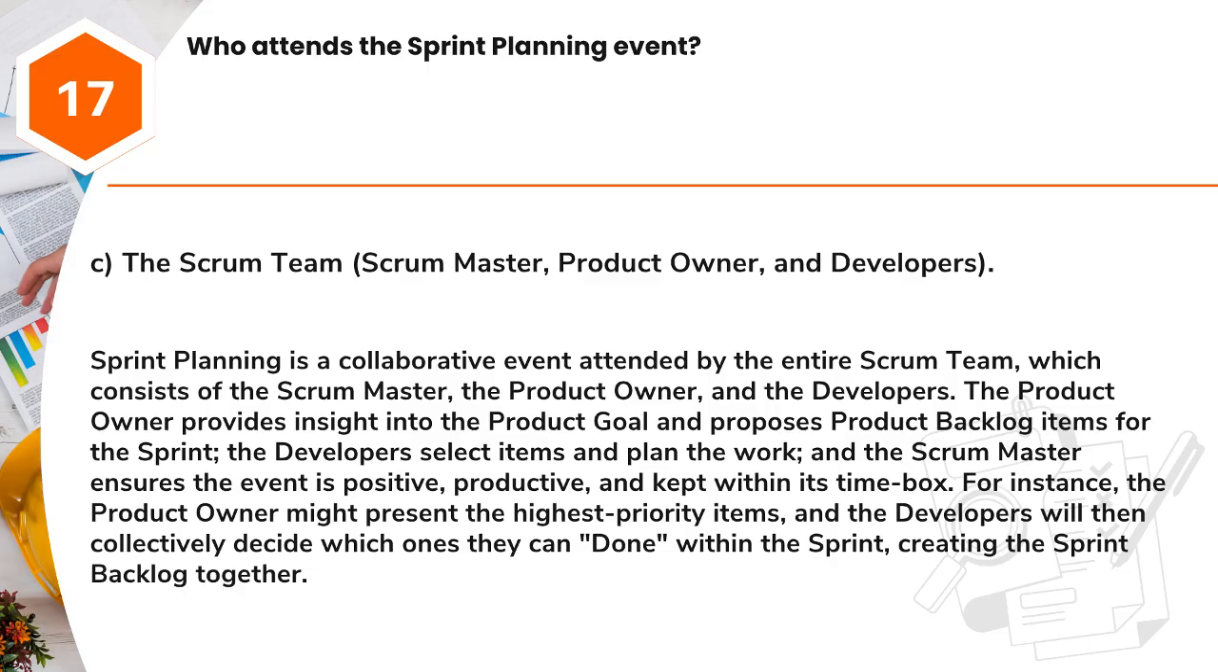For instance, the product owner might present the highest priority items, and the developers will then collectively decide which ones they can get done within the sprint, creating the sprint backlog together.